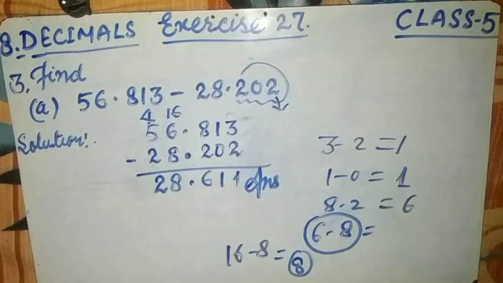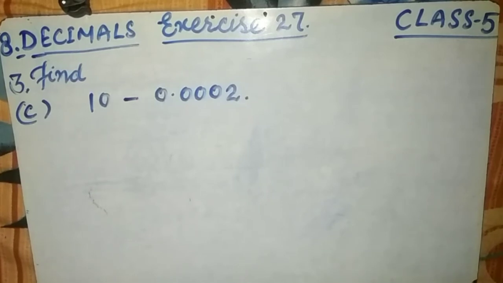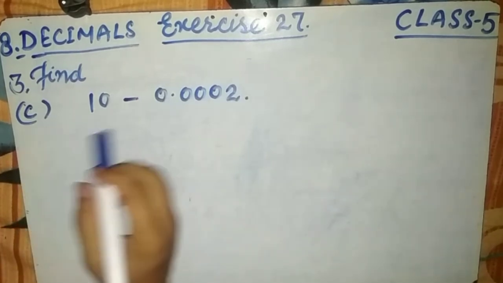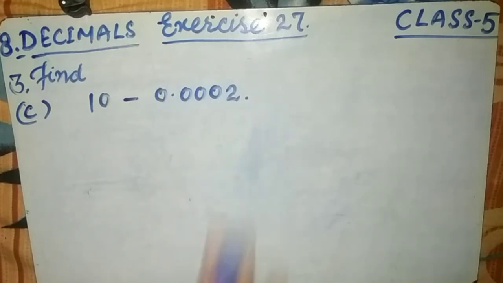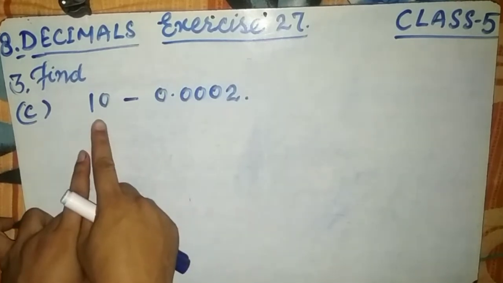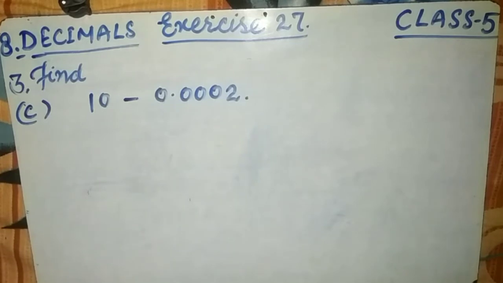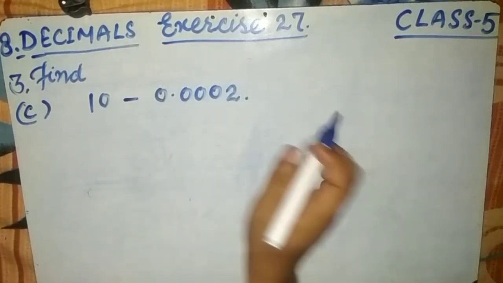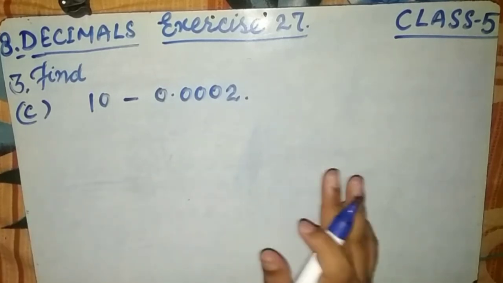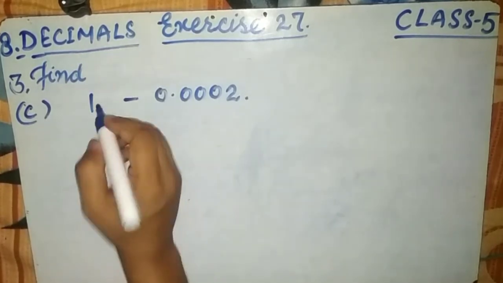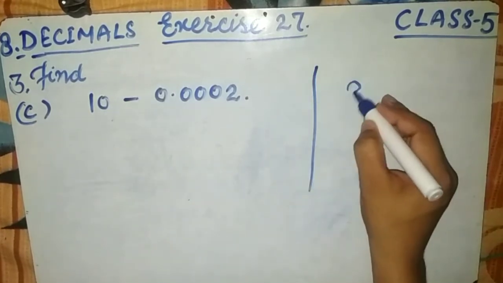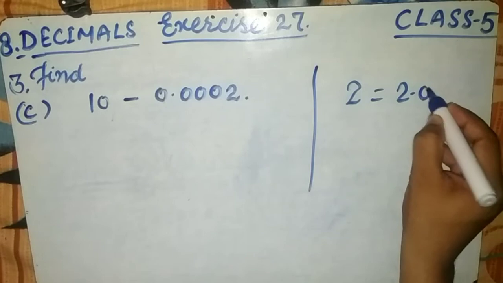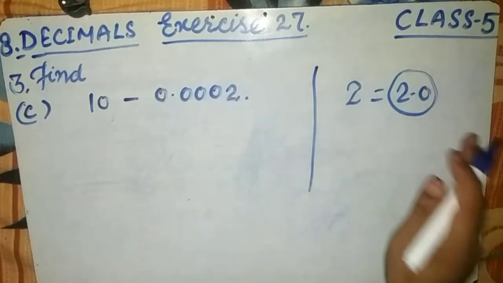Now next one, see friends, question number C says 10 minus 0.0002. Here, 10 is the only whole number. This is a pure whole number. Then we have to change all the whole numbers into decimal fractions. As friends, suppose 2 could be written as 2.0. This is turned into a decimal fraction.